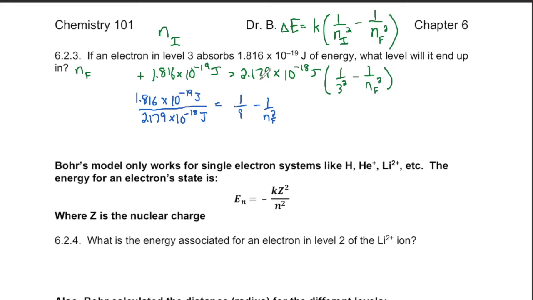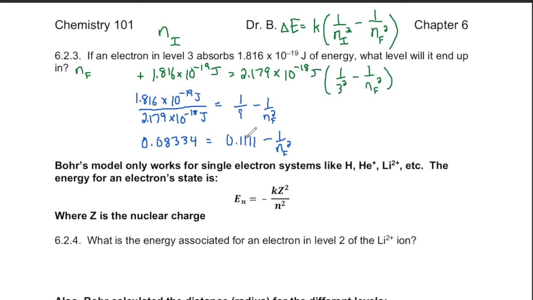So we divide both sides by 2.179 times 10 to the negative 18 joules. That leaves just 1 over 9 minus 1 over n final squared on the right, and this is on the left. When we divide these, the joules cancel, so we're just left with this number, 0.08334. 1 divided by 9, turning that into a decimal, it's 0.1111, and then we still have this unknown term here.